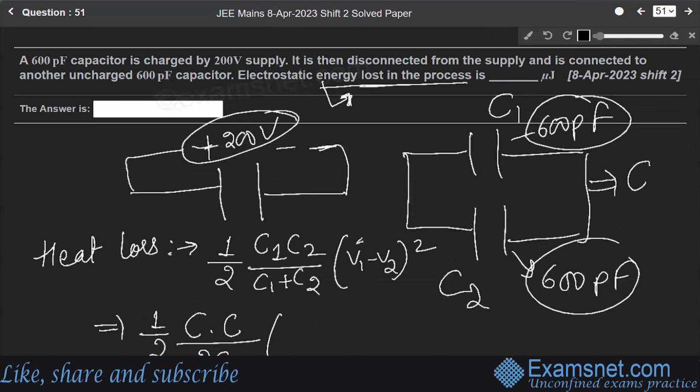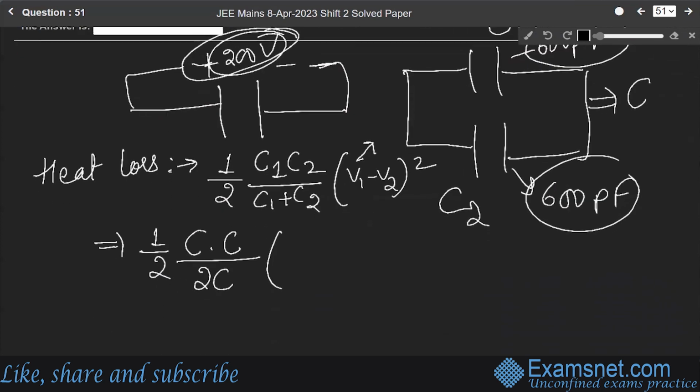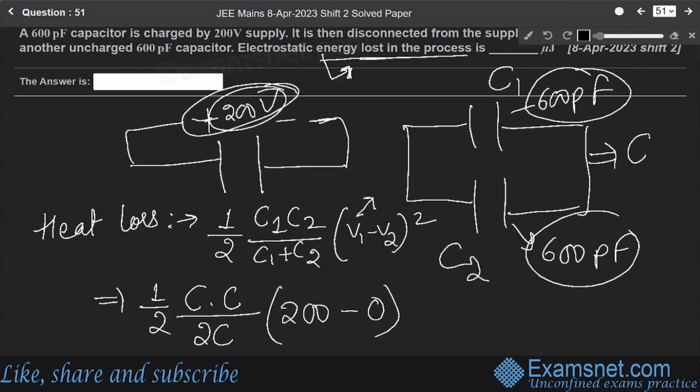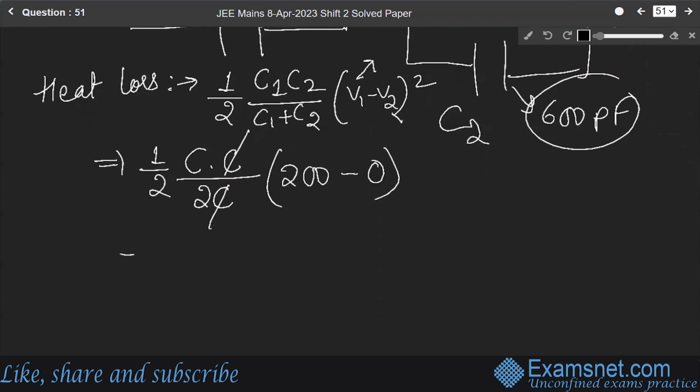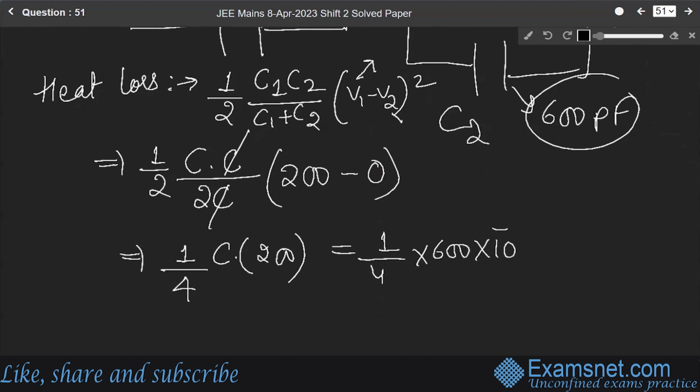V1 minus V2: V1 is the potential when they are not connected, meaning 200 volt, and at that time V2 is 0, since we have only one capacitor C1 at that time with a potential difference of 200 volt across it. We don't have the other capacitor. So for capacitor C2 the V2 will be 0. Solving this, C cancels out. It will be equal to 1 by 4 C into 200. So it becomes 1 by 4 C, where C means 600 picofarad. Picofarad means 10 to the power minus 12, into 200.